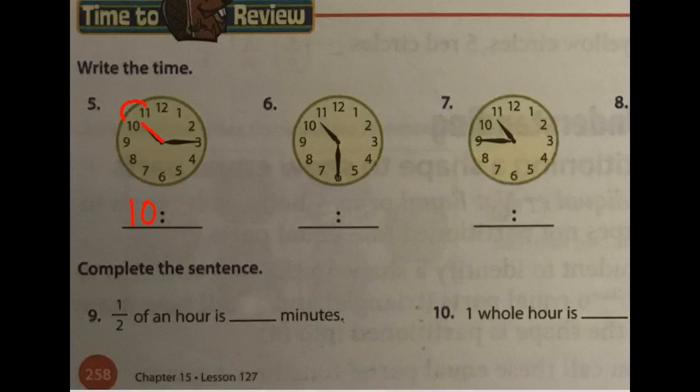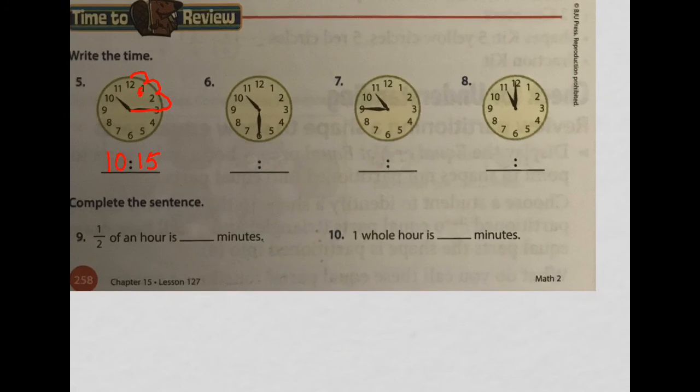Okay. And then let's look at the minute hand. The minute hand is right here. Remember that each number stands for 5 minutes. So we start at the top and we go 5, 10, 15. So it is 10:15. All right. So you will do the same with 6 and 7 and 8.